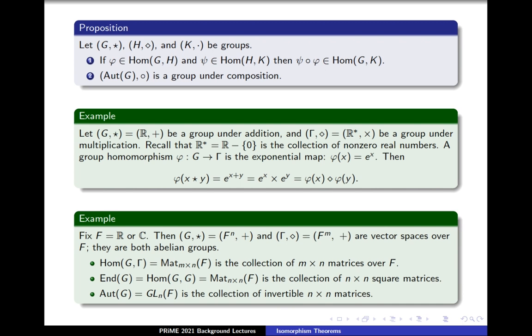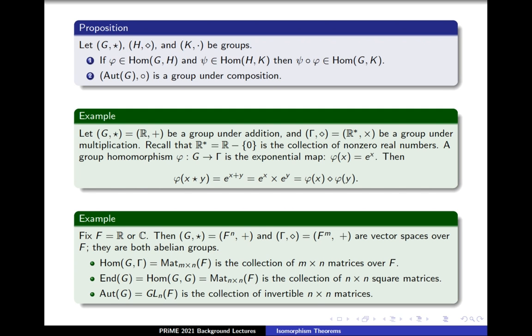Okay, let's consider another example where we fix a field equal to either the real numbers or the complex numbers. Let's consider our group G to be the n-fold copies of our field, so F to the n with addition, and our group gamma, let's take to be the m-fold copies of our field F, so F to the m with addition. These are vector spaces over F, and they're both abelian groups. So let's consider some of our definitions in this context.